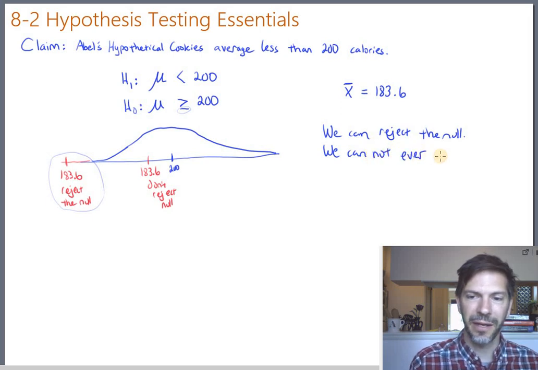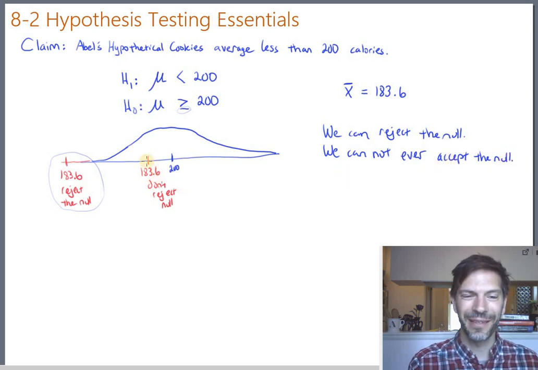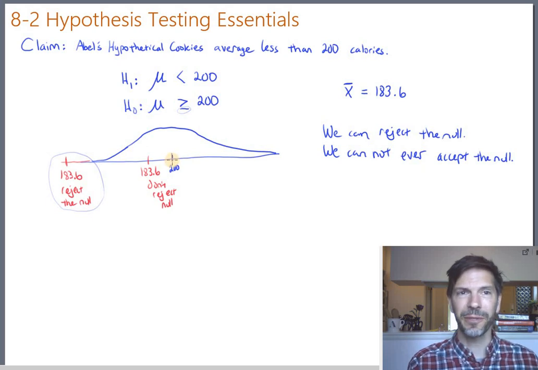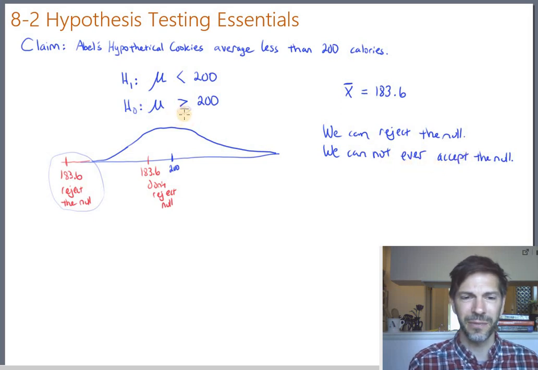We cannot ever accept the null. Right? If 183.6 turns out to be over here, that doesn't prove the null is true. Even if we get a sample that's right on 200, maybe that sample was a little bit higher than the real value or a little bit lower than the real value. It doesn't tell us what the average is actually equal to. So we will never accept a null that says it's equal to something. But we will either reject the null, or we will say I can't reject the null, or I fail to reject the null.